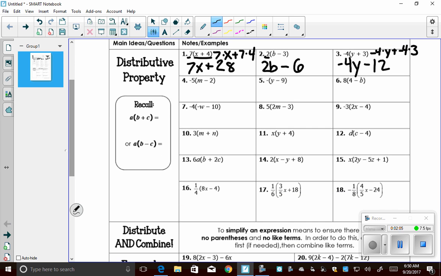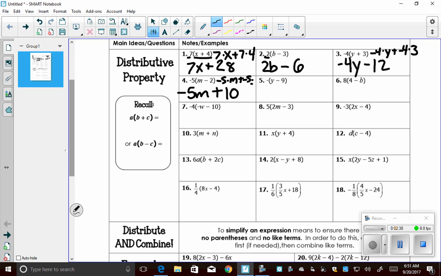Number 4, multiplying by negative 5. So it's going to be negative 5 times m plus a negative 5 times a negative 2. So negative 5 times m is going to give me a negative 5m. Now, a negative 5 times a negative 2 is going to give me a positive 10. I'm going to erase this negative 2 so it's out of my way.